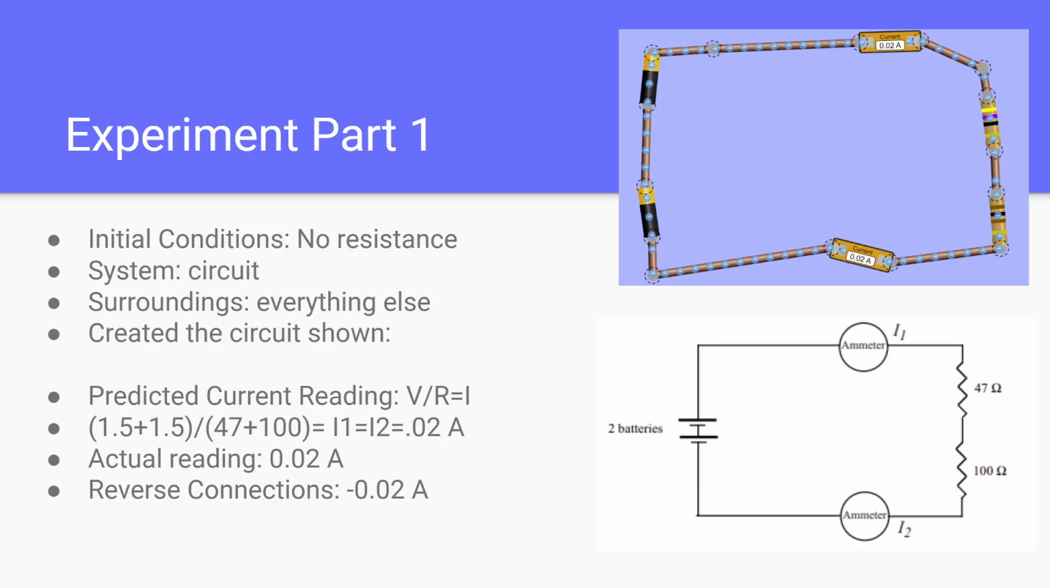We predicted the current would be 0.02 amps using Ohm's law. We divided the total voltage by the total resistance, and then the actual reading, as you can see by the picture, is 0.02 amps. And if you reverse the connections, it's negative 0.02 amps. So same magnitude, different direction.